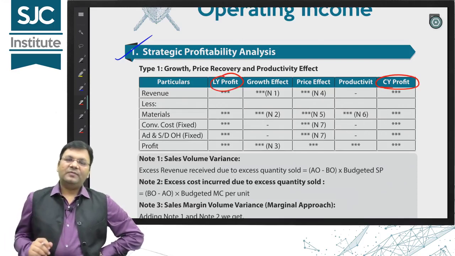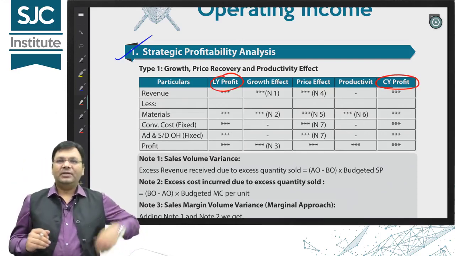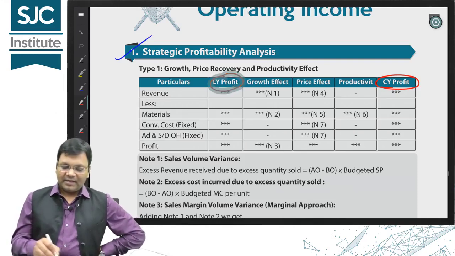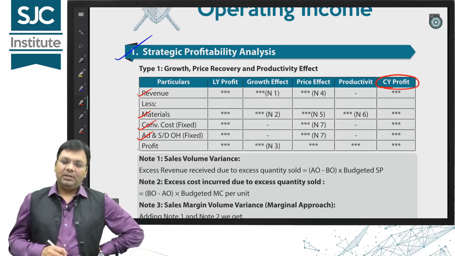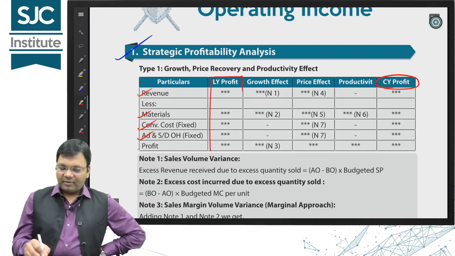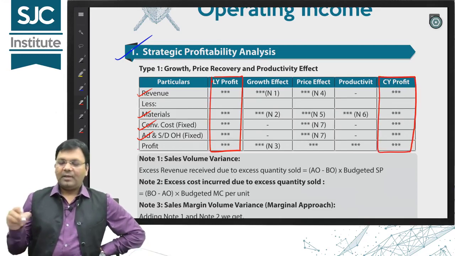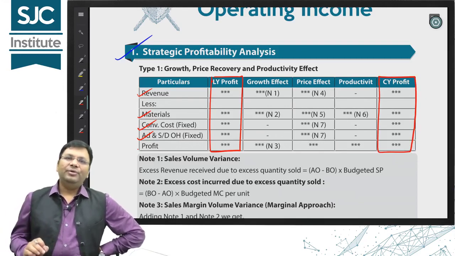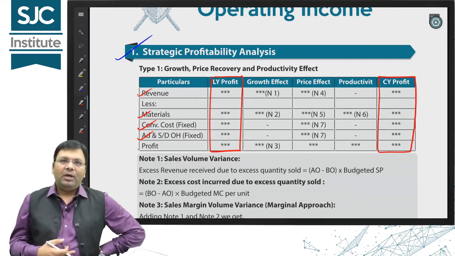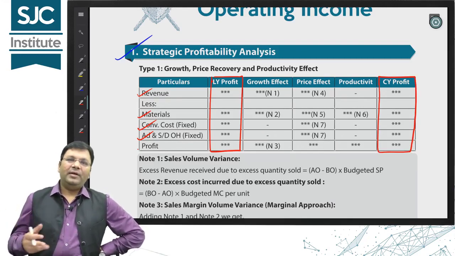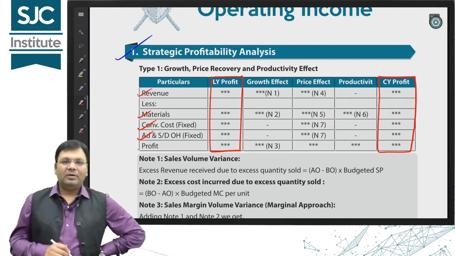For this purpose, what we need first is last year's profit calculation and current year profit calculation. We do this item wise: revenue, less material cost, conversion cost, admin and selling and distribution cost, and then the result is profit. The details are always given in the question. Maybe directly, or you may need to compute by multiplying quantity with rate. Sales quantity and selling price give you the revenue. Material quantity and material price give you the material cost.